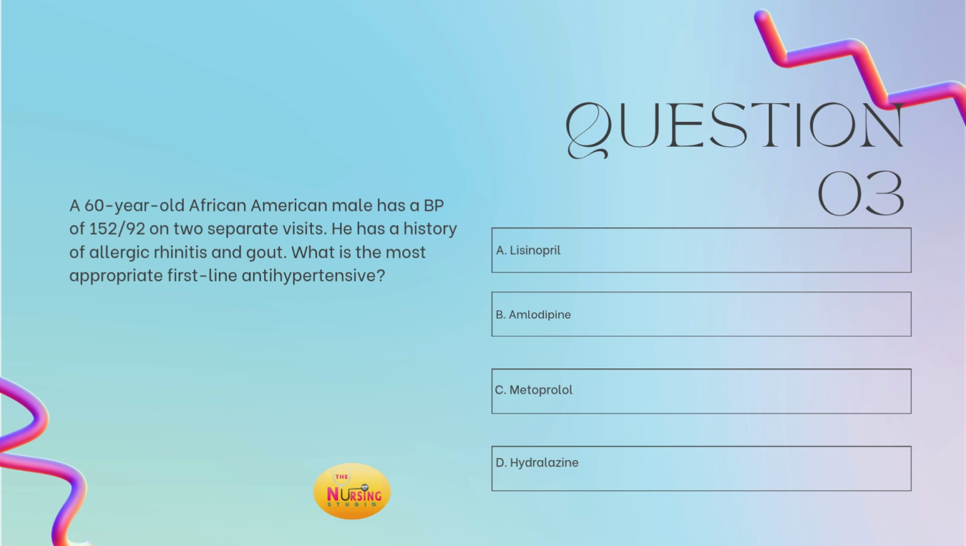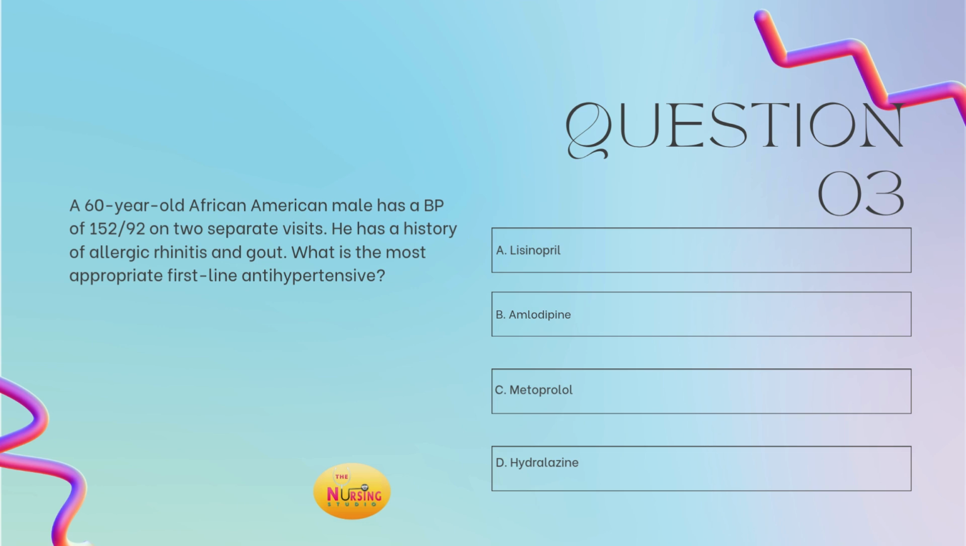All right. Lastly, question number three. A 60-year-old African-American male has a blood pressure of 152/92 on 2 separate visits. He has a history of allergic rhinitis and gout. What is the most appropriate first-line antihypertensive? Is it A, lisinopril? Is it B, amlodipine? Is it C, metoprolol? Or is it D, hydralazine? Take a moment and tell me what you got, y'all.